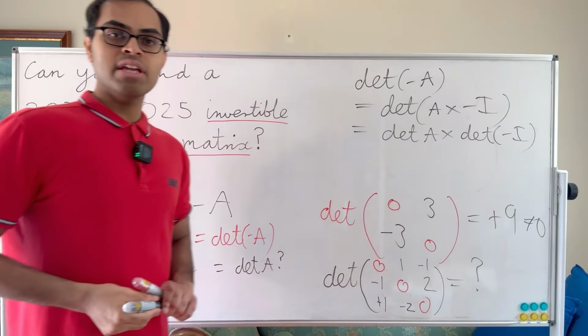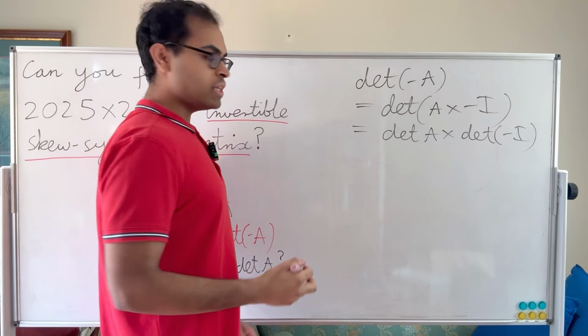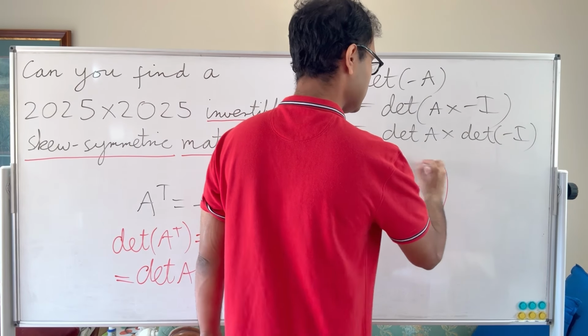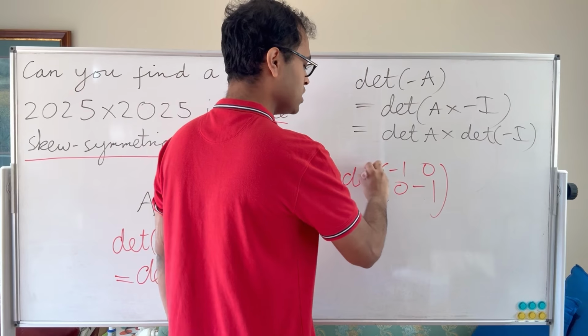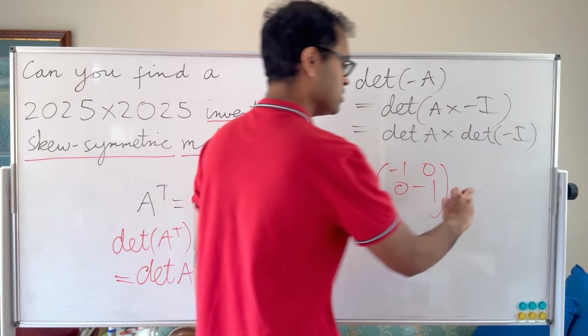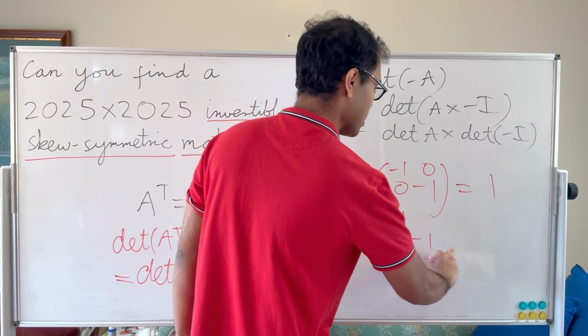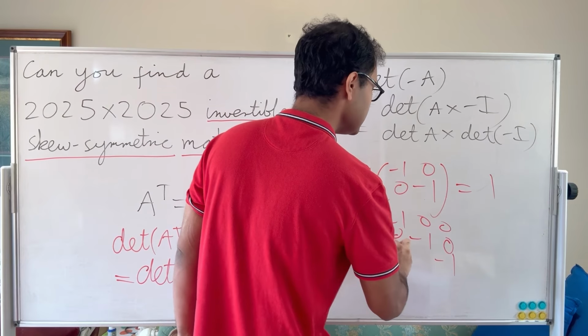And what is the determinant of negative I? Well, for example, if I is a 2 by 2 matrix, negative I is just going to be this. The determinant is just going to equal the product of the diagonal entries, which is going to be 1. If you take the determinant of a 3 by 3 matrix with negative 1, negative 1, negative 1 on the diagonal, you can just see the pattern here.